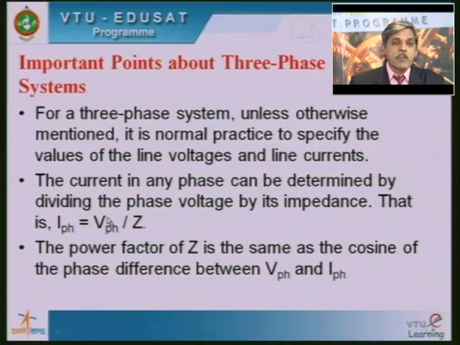And when you see the single phase circuits, we have taken the power factor to be the angle of the impedance, whenever the voltage is taken as a reference quantity, or the power factor angle, it is the angle between the voltage and current in the circuit, that also we can consider. So, the power factor of Z is the same as the cosine of the phase difference between V phase and I phase. How do you calculate the power factor here? You can take the resistance and divide that by the magnitude of the impedance.